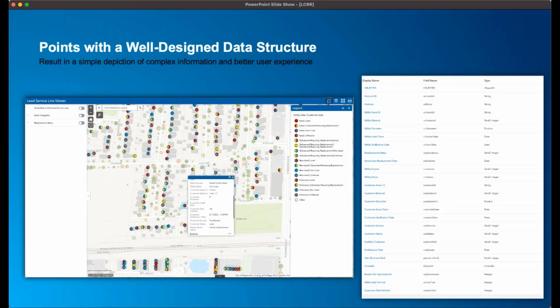Also, and Alex did a really good job of explaining this, keep in mind that while we're using those points for simplicity, there's in fact some very sophisticated work going on to symbolize them with these sort of split dots. And the split dots are a best practice that we actually observed a number of utilities that are very successfully using GIS now to manage their lead service replacement programs and inventory programs. We basically adopted this symbology set because we're seeing other utilities use this very successfully. But what's really behind these simple points is this very well-designed data structure.